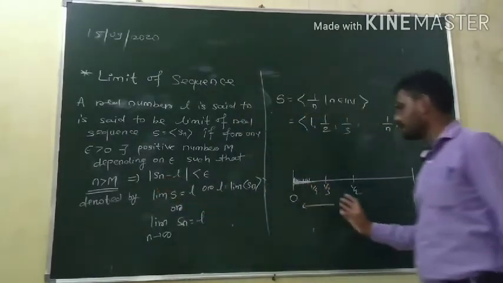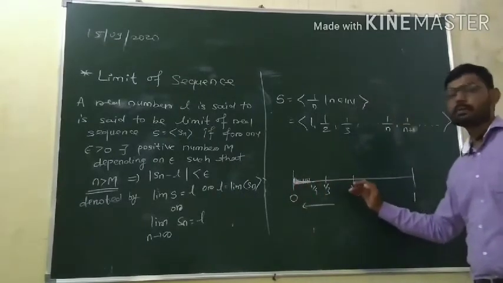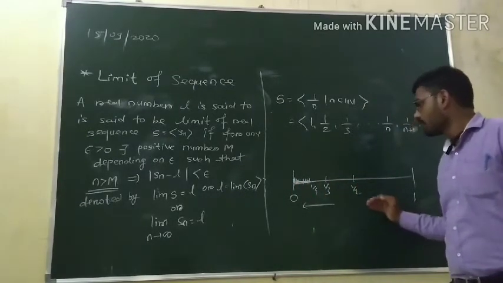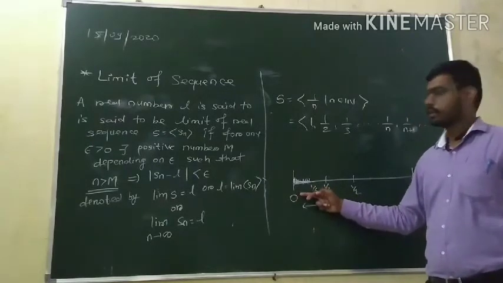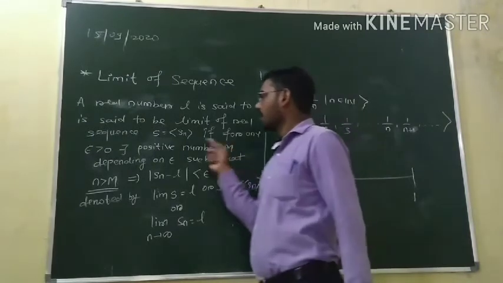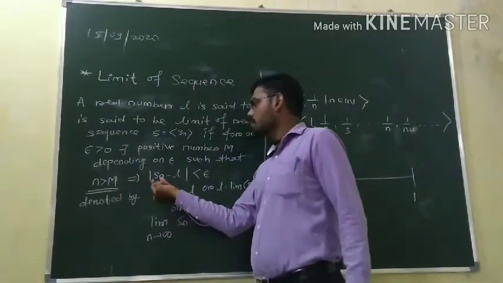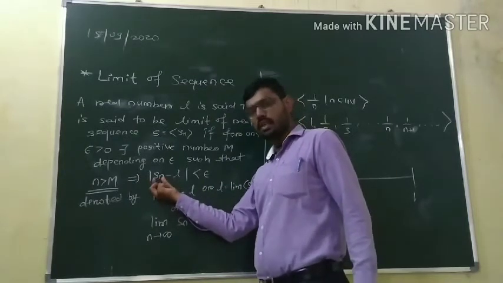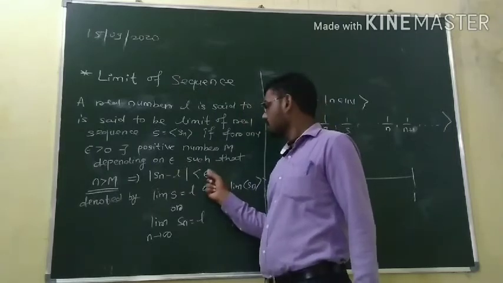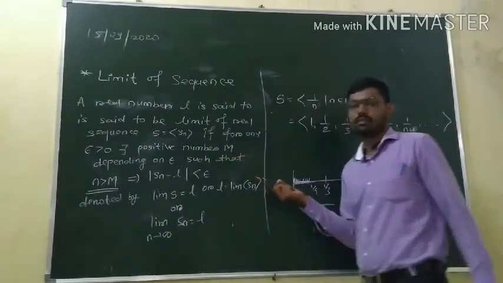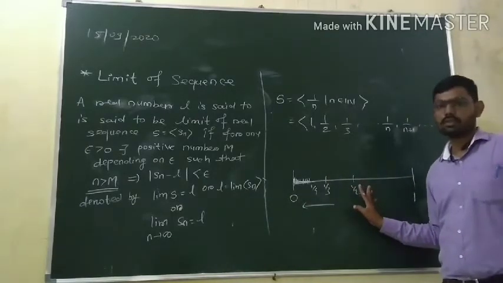The idea is just to find the number such that the elements of the sequence go near to the limit after some fixed number. This is the number m such that whenever we take n greater than m, the difference between Sn, the element of the sequence, and the limit is less than some very small number epsilon. So this is the idea of the limit of the sequence.